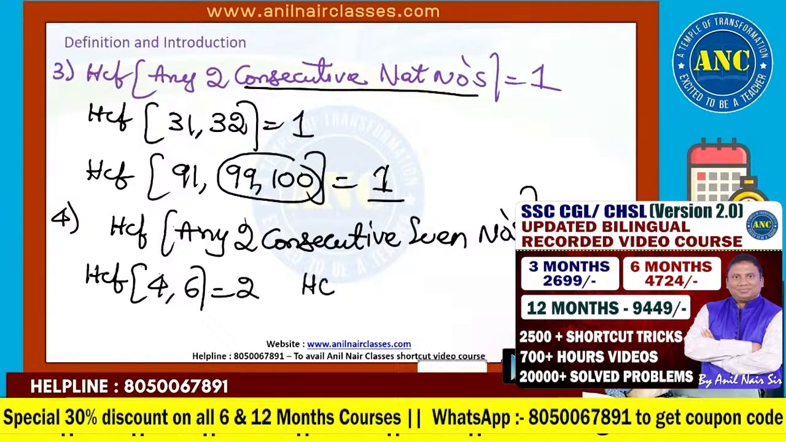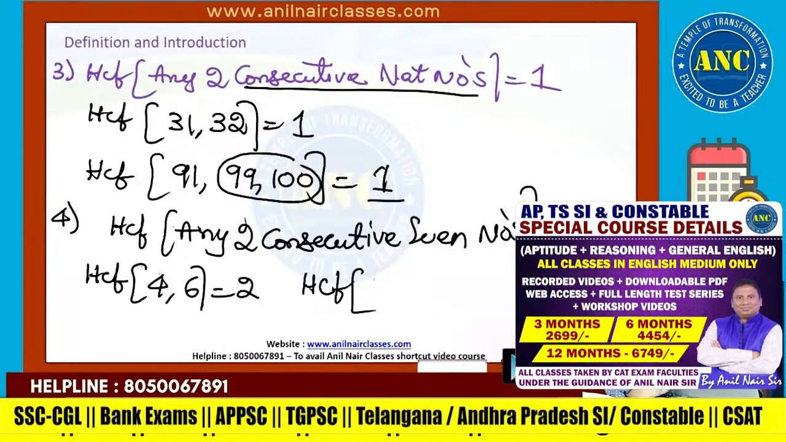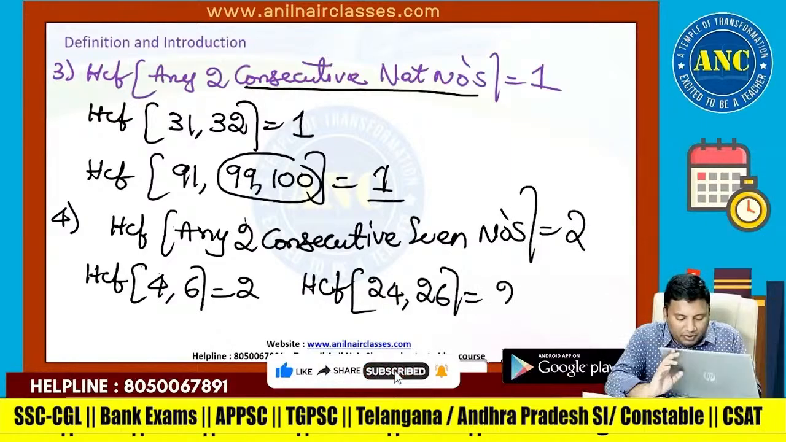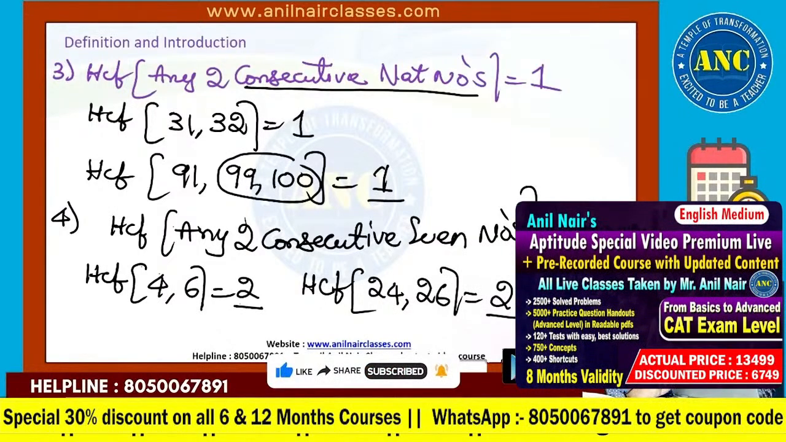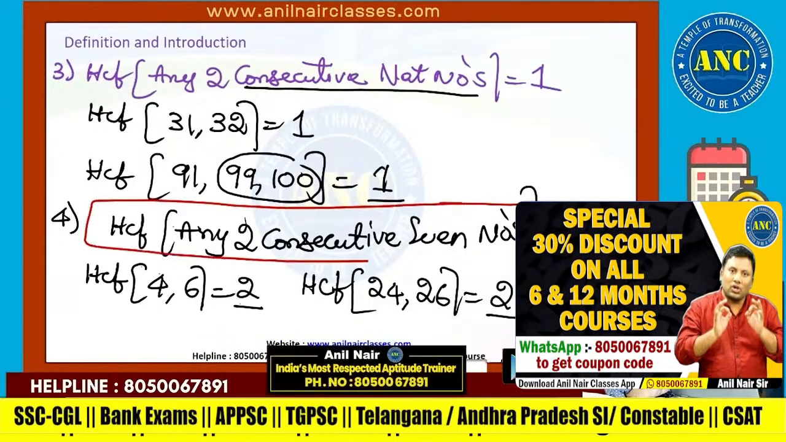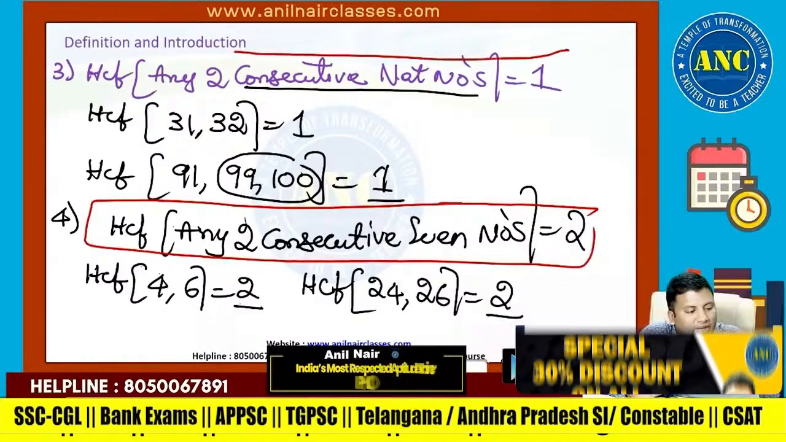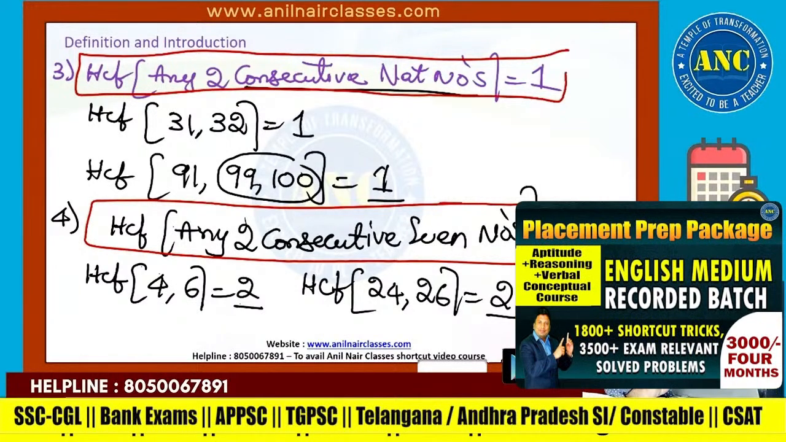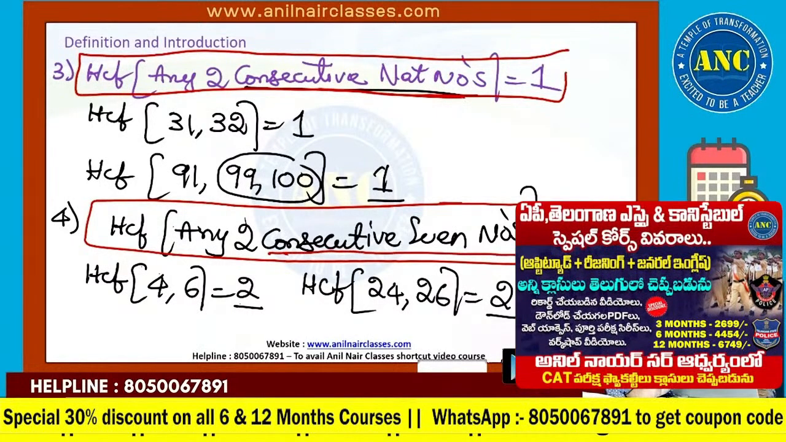HCF of 24 comma 26. HCF of 24 and 26 is again 2. HCF of any two consecutive even numbers is 2. HCF of any two consecutive natural numbers is 1. Any two consecutive even numbers, it is 2.